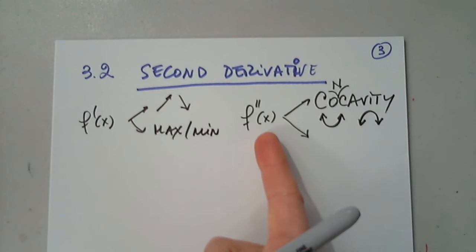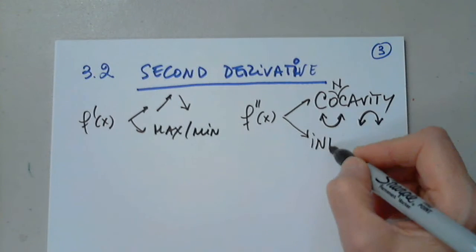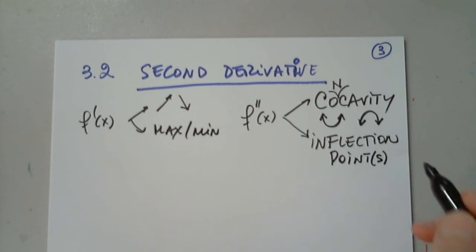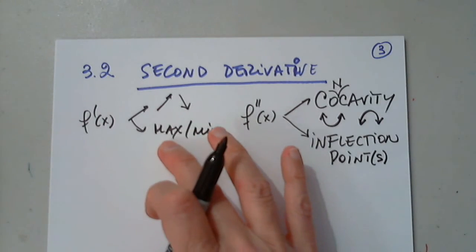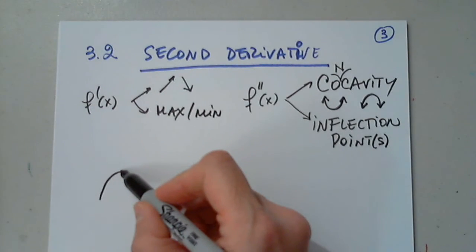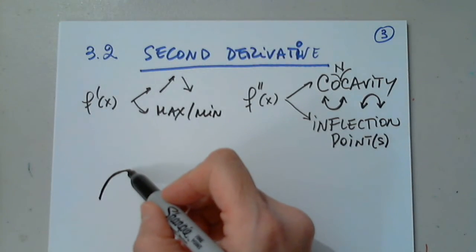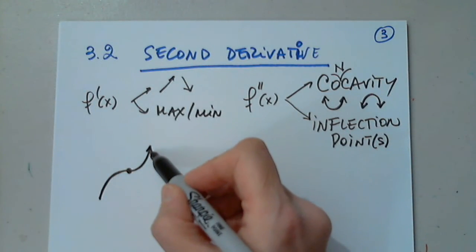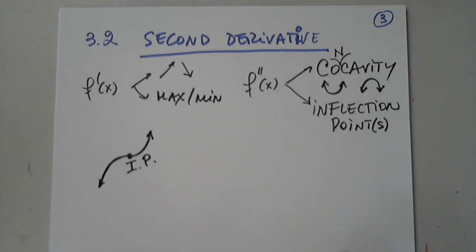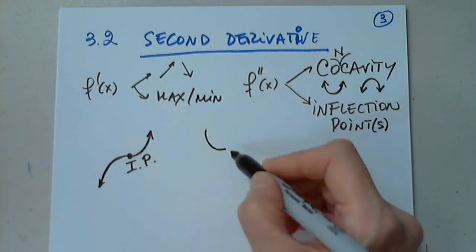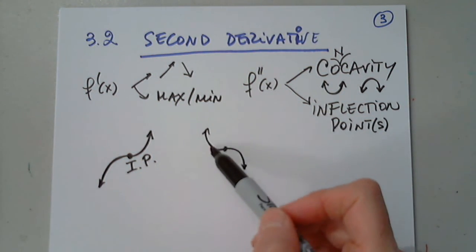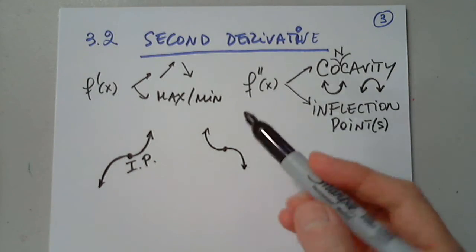Okay. What is the second thing that it gives? Inflection point or points. Like this one was giving us max, min, this one gives us inflection point. What is an inflection point? Opening downward, opening upward. This is an IP, inflection point. And of course the other way around. Upward, downward, in the sense that it's concave upward, downward. This is another IP.